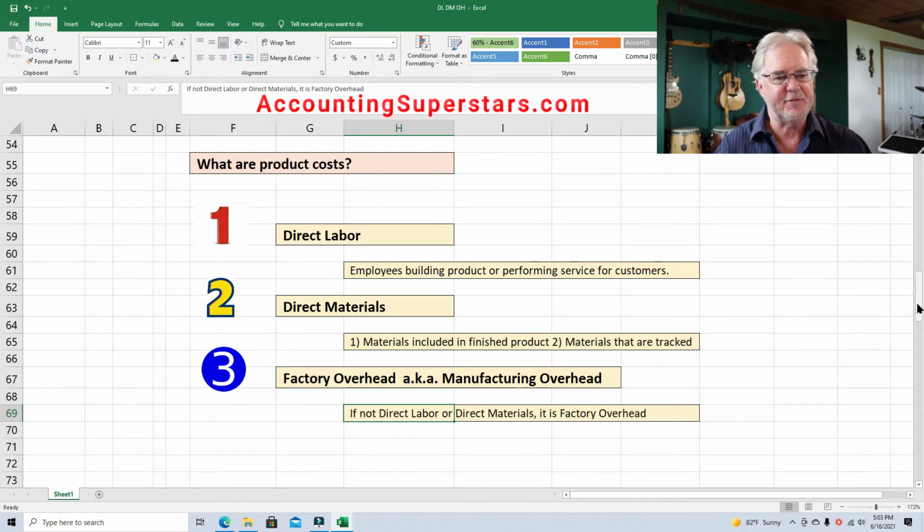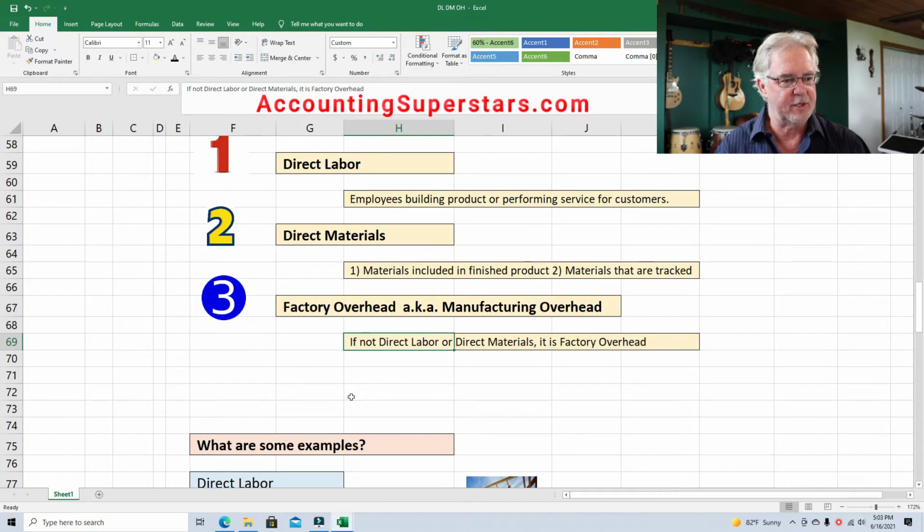So what's the definition of factory overhead? Here's a definition that you won't see in your textbook, but it works really, really well. If it's not direct labor or direct materials, it's factory overhead. In other words, if it's not direct labor and it's not direct materials, it's overhead. Again, we're only talking about the factory or the manufacturing center where we're building the product. We're not talking about the office expenses. Exclude the office expenses.